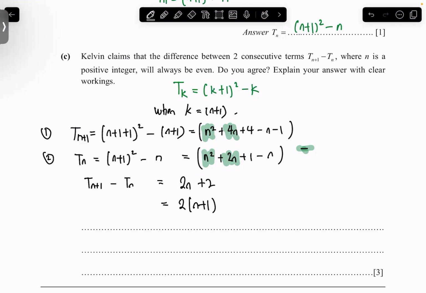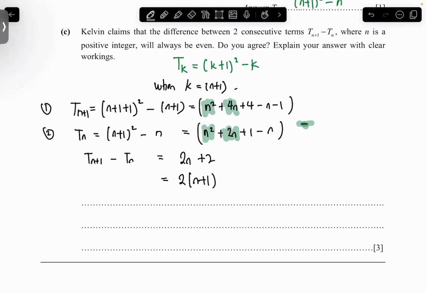So therefore, Kelvin claims that it will always be even, right? Therefore, he is correct. Kelvin is correct, as there is a factor of 2.